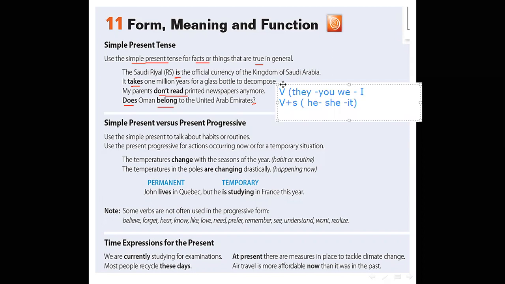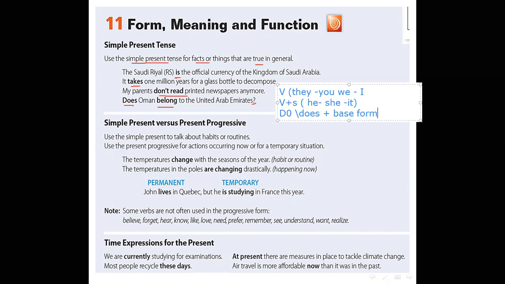What about the question? Excellent. We can use do for plural subject or does for singular subject, and it's followed by base form. Don't forget, it's followed by base form.